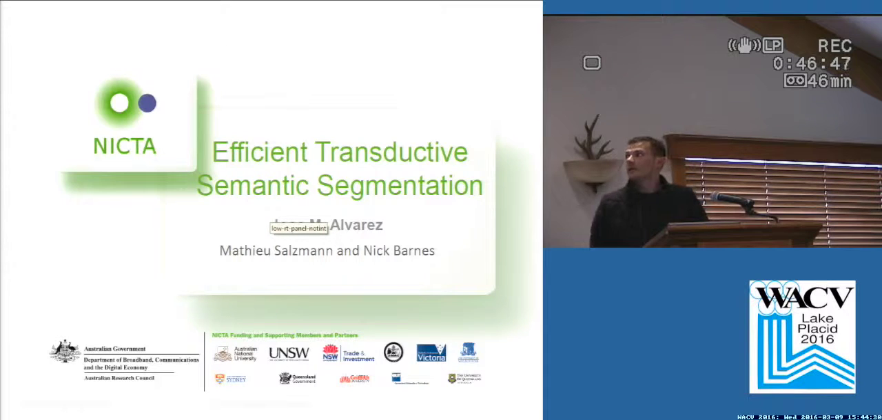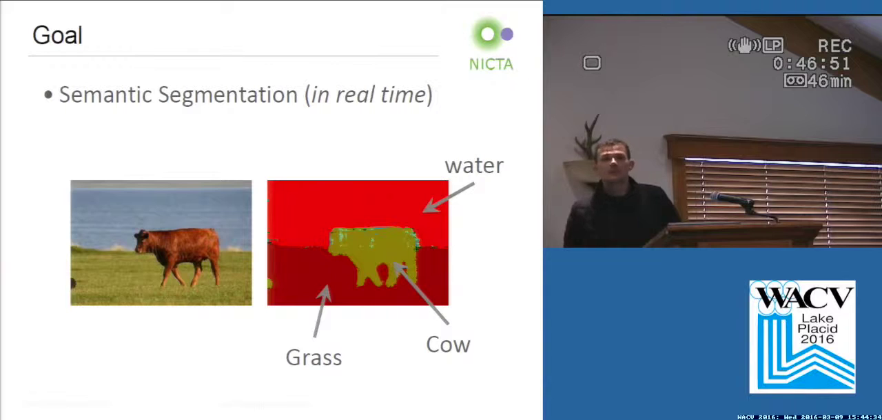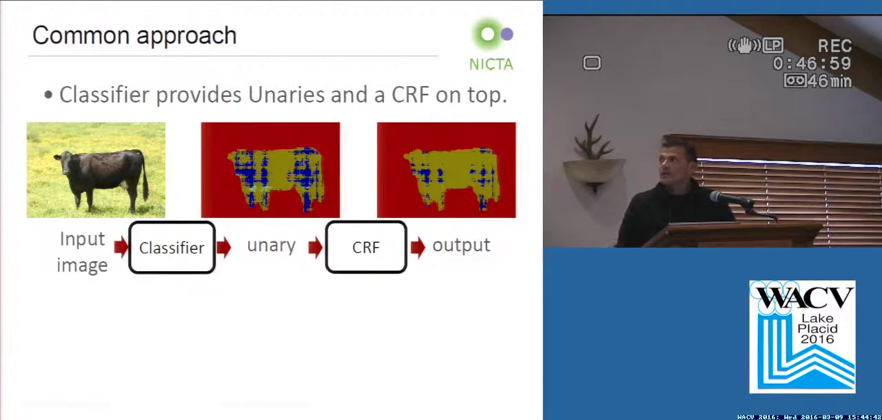Joint work with my colleagues Matthew Salzman and Nick Barnes, and this work is about semantic segmentation, and basically it means giving a meaning to every pixel, a label to every pixel in an image. Common approaches for semantic segmentation are mainly supervised, and that means that you have a classifier, and on top of that you put a CRF that will give some consistency.